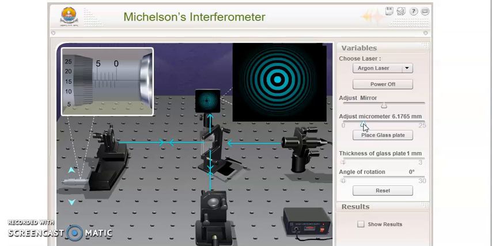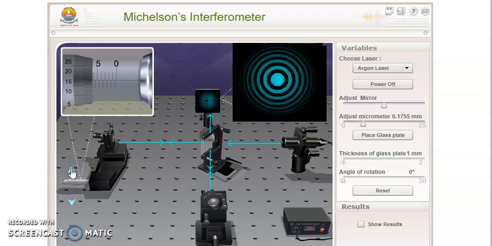Next, we are adjusting the micrometer, and on the screen we are counting how many fringes are moving, either inward or outward. Now we should fix one point on the screen. At that point we count how many fringes are moving. Now I am rotating the micrometer, and the initial micrometer reading is noted. I am rotating for 10 fringes.